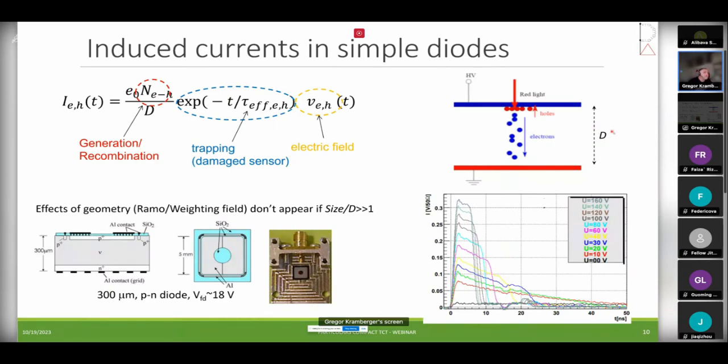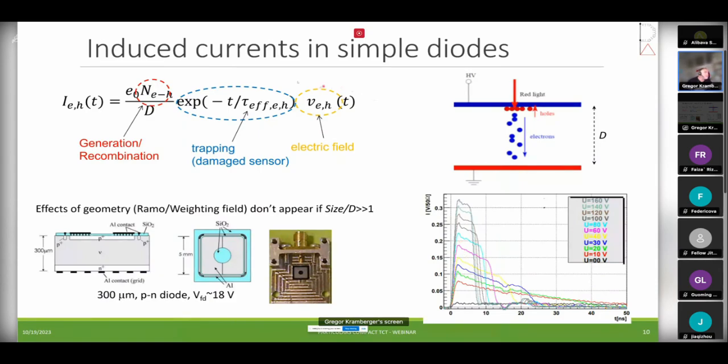If you look at how the detector is now sketched, if you use the red light, you create electron hole pairs at the top, here. And then the electric field pulls the electrons back. This is the N-type P-on-N diode, let's say of 300 micrometers for this study. And you can observe the currents.